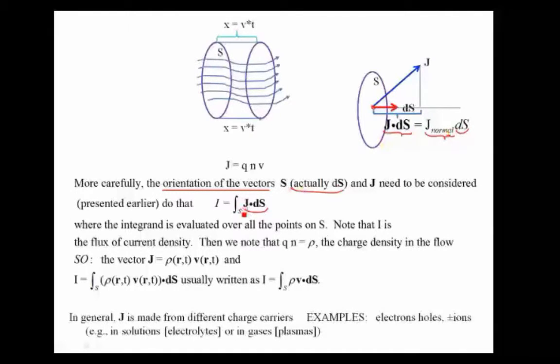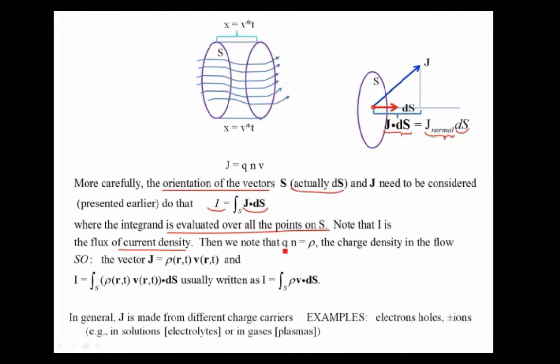If we're going to take the whole S, we'll then get the total current that's flowing through S. So the integrand is evaluated over all points on S. You might notice that when we take something and integrate it over the surface, especially when there's flow, we call this the flux. So current is in fact the flux of current density.